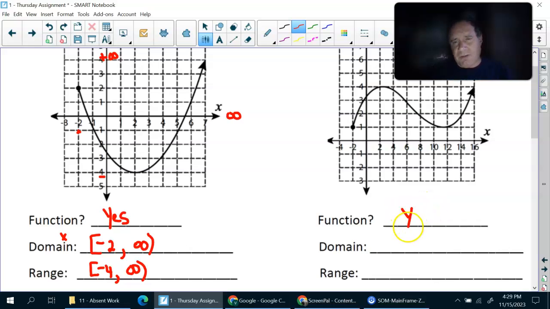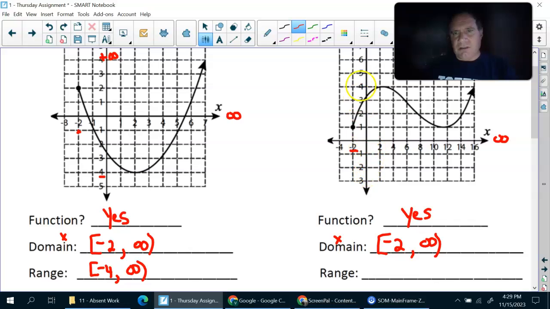Is this a function over here? Yes, it is. You did a vertical line test. It'll cross only once. If you go into the domain, you're talking about this x-axis. We're going to go to the -2. That is the leftmost part of the graph. Since it is a closed circle, we are putting a bracket around it. We are going to go all the way to the right here, and to the right is positive infinity. There's the arrow. It keeps on going to the right, so we have positive infinity.